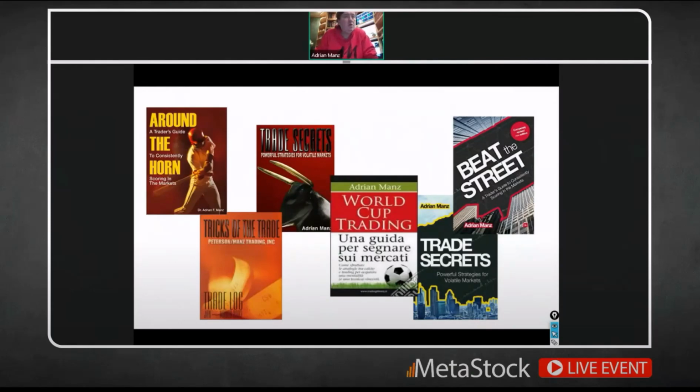It's always about this basic methodology that led to all the rest of this stuff. So World Cup Trading, that is obviously the Italian version of Around the Horn. So we took that baseball metaphor, the baseball analogy, turned it into soccer, and the rest of these things beat the street. And Trade Secrets over on the right there, those are the international versions published by Harriman House of the core books. So the core books are still Around the Horn, Trade Secrets, and Tricks of the Trade.